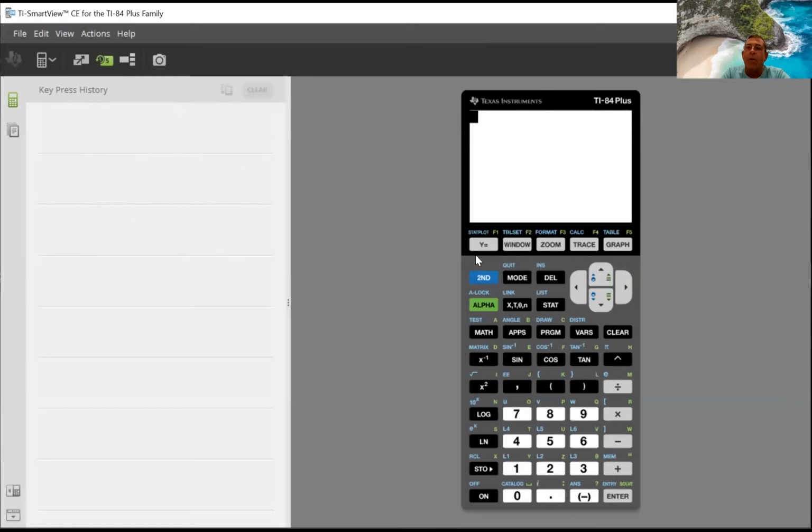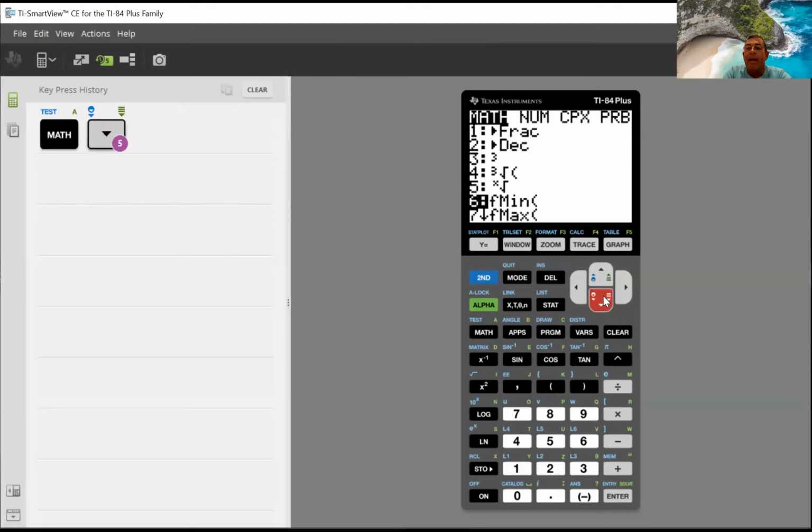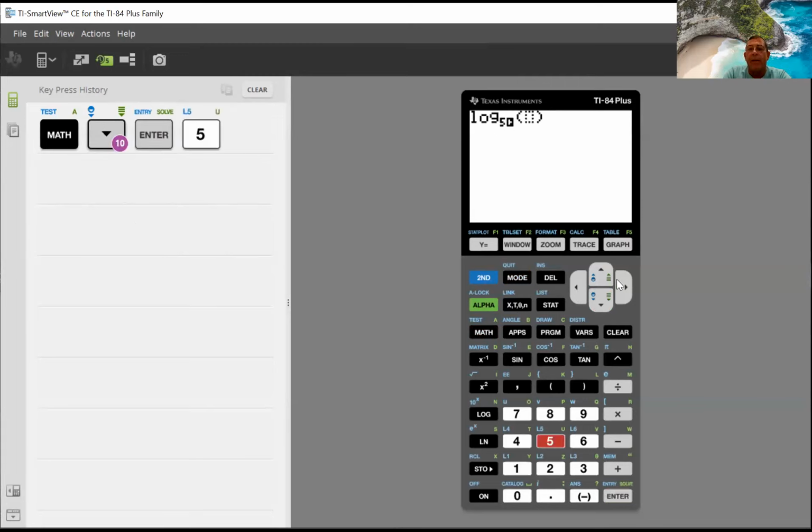So to get the logarithms where you have to put in the numbers, you would hit math and then arrow down until we find what's called log base. On mine, it's A. Once I hit log base right there and highlight it, I'm going to hit enter and it brings it on the screen. So now I can put my base 5 there, arrow right, and put in my 125.